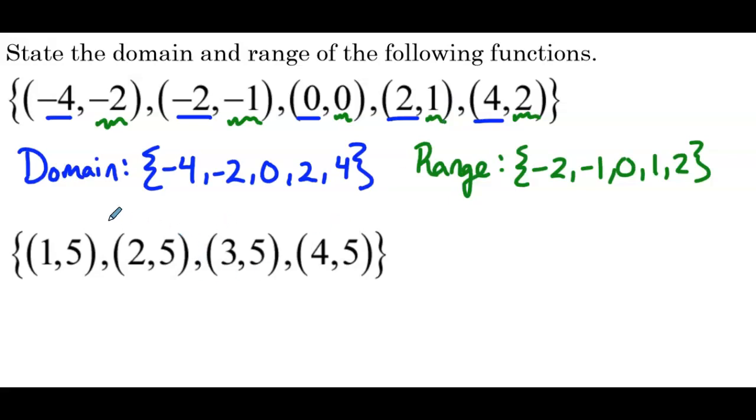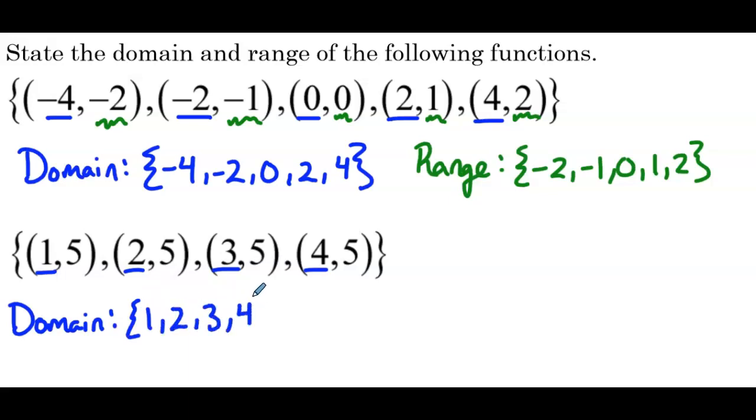Moving to our next example, the set of ordered pairs (1, 5), (2, 5), (3, 5), and (4, 5). Our domain is the set of all inputs. Those are the x values of each point. So we have 1, 2, 3, and 4. That's our set of inputs.